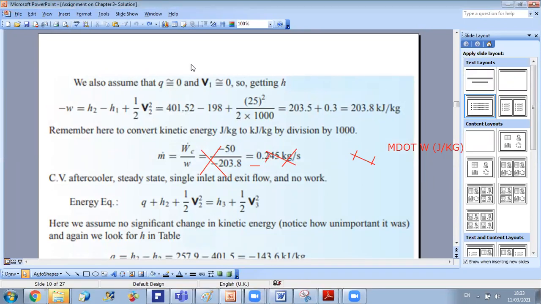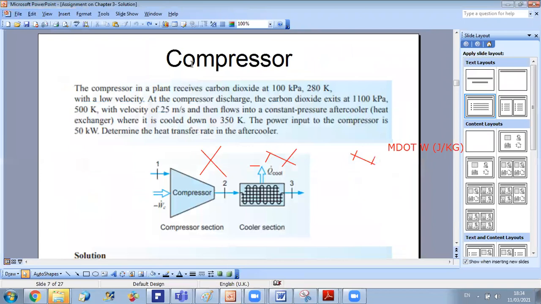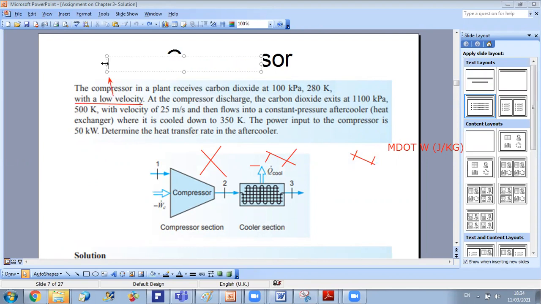I think, yes, they provided something about velocity. They said that at inlet, it is entering with a low velocity. So from here, I will say that V1 is nearly 0, because they didn't specify the values. They just say that it's very low. So V1 is 0, and they gave us V2.